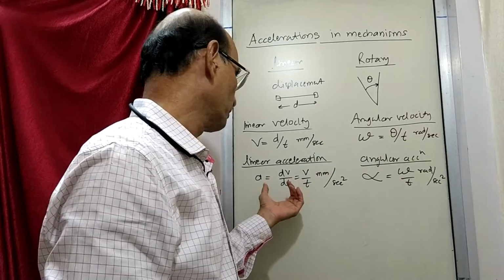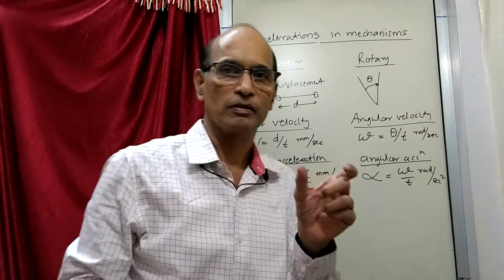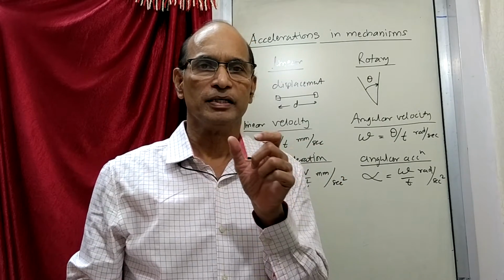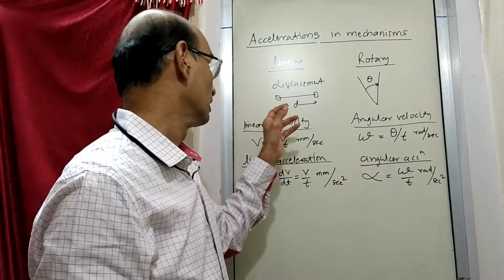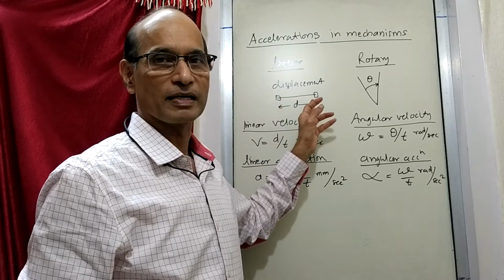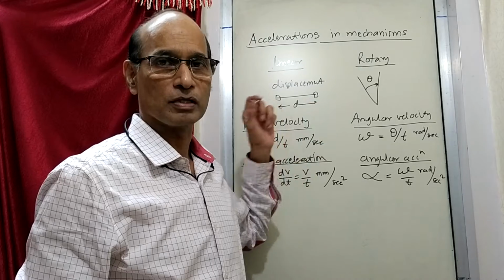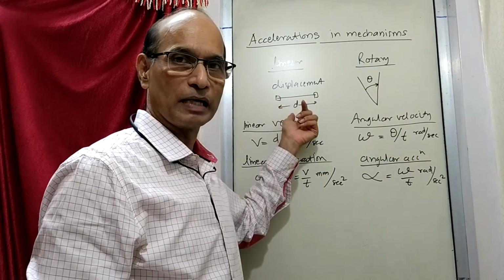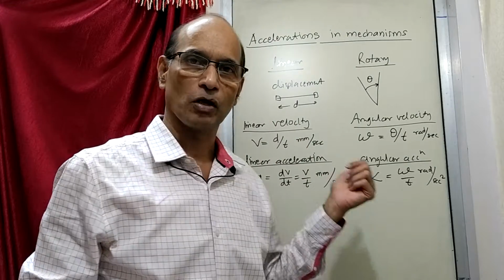Now what is an example of linear acceleration? Suppose there is a vehicle, a car. That car is moving with certain velocity. Initially its velocity is, say, 10 kilometers per hour. After 5 seconds it becomes 20 kilometers per hour. So the change has taken place in the velocity. The difference in velocity upon time, that is the acceleration, which all of us know.